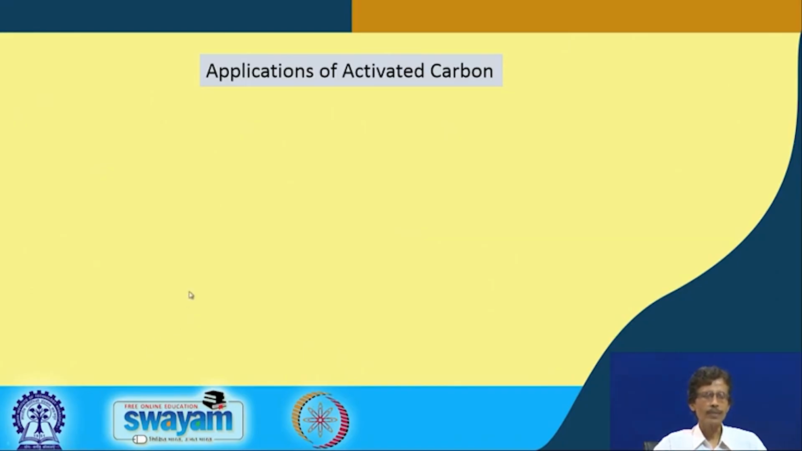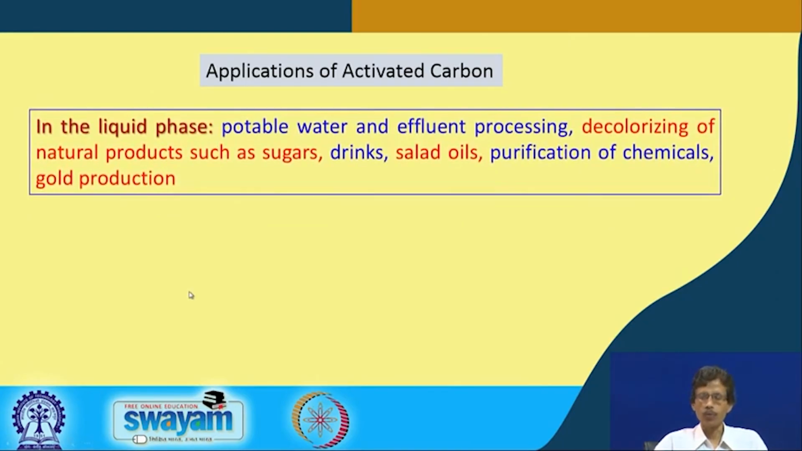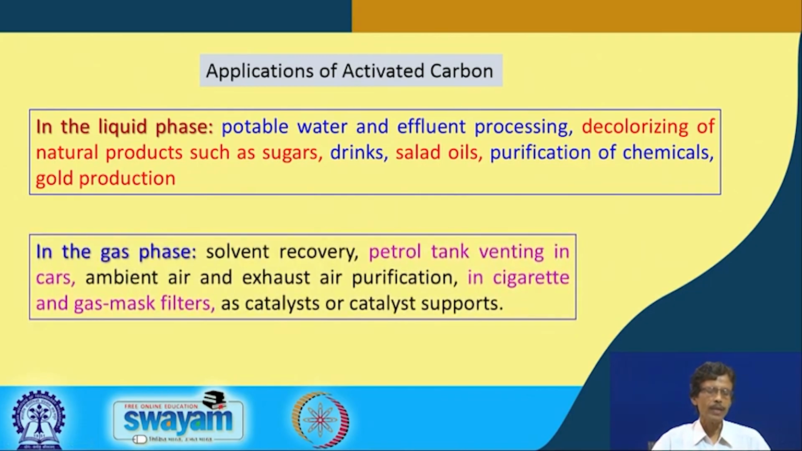And if we quickly see the applications of activated carbon, in the liquid phase we can use it for potable water and effluent processing, then decolorization of natural products such as sugars, drinks and salad oils, and purification of different types of chemicals. It is also used in gold production, as we have seen earlier, where contamination from the gold solution can be removed by treatment with activated carbon.